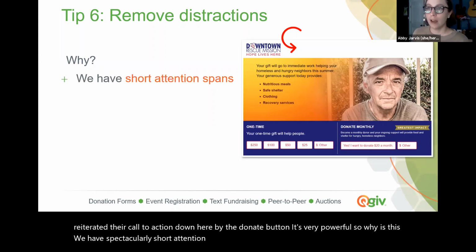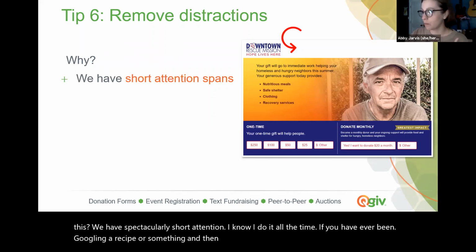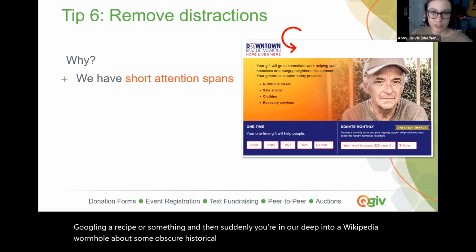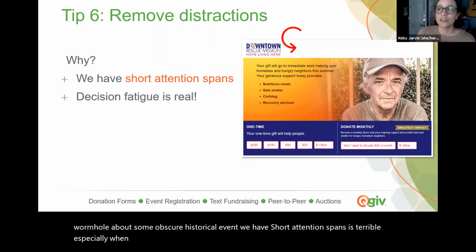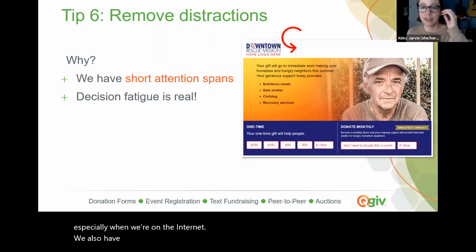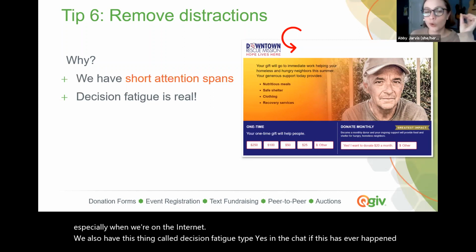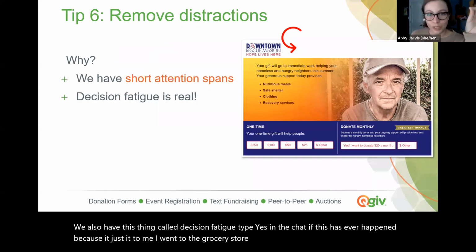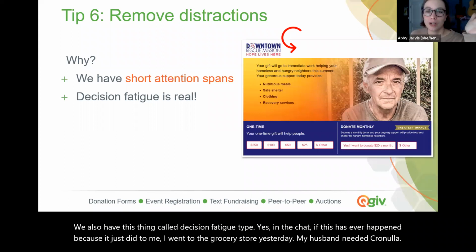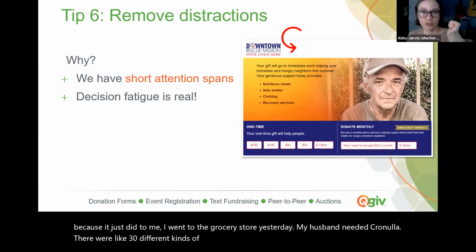I know I do it all the time. If you have ever been Googling a recipe or something, and then suddenly you're an hour deep into a Wikipedia wormhole about some obscure historical event, you know we have short attention spans. It is terrible, especially when we're on the internet. We also have this thing called decision fatigue. Type yes in the chat if this has ever happened to you, because it just did to me. I went to the grocery store yesterday. My husband needed granola. There were like 30 different kinds of granola, and I stood and stared at the granola section of the cereal aisle for an irritating amount of time.